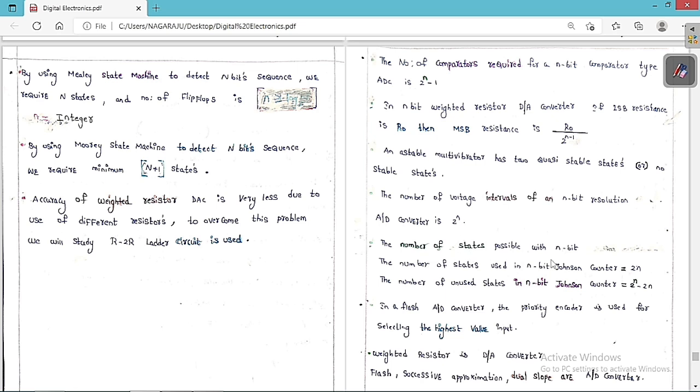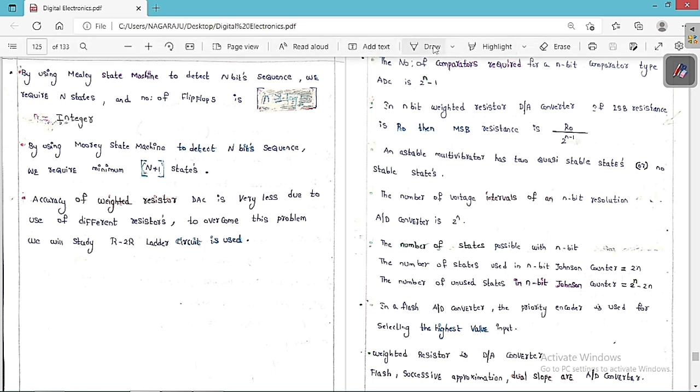The number of states possible with n bits is equal to 2 to the power of n. These things I have already told you. So with an n-bit flip-flop we are going to get 2 to the power of n states.